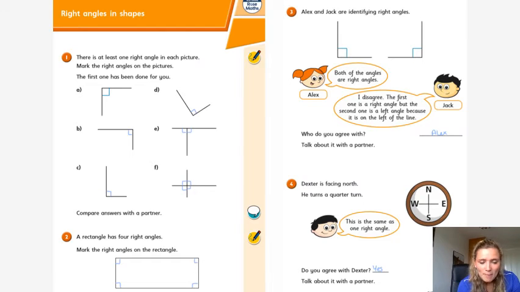Then for question 2, a rectangle has 4 right angles. Can you mark these on the rectangle? So you should be able to see that on each corner there is a right angle.